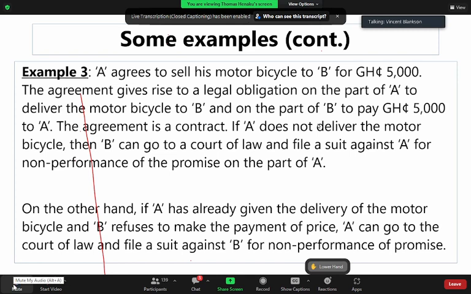So should B have made a payment and A has not delivered the motorbike, then B can go to court. Okay, so my question, Vincent, is that in this case, if A does not deliver the motor bicycle, B can go to court. Why can B go to court if A did not deliver? What explanation could you give as the justification for the court to even grant this? Yes, we have established that there is a legal obligation for each one of them to perform their bits. And I need a bit of clarity or explanation as to why we think that B can go to court when A has not delivered and B has not paid.